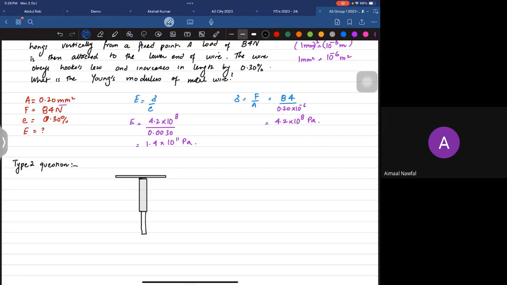Okay. Now they say that there is a load that is hanging through these two materials. This wire, they say this is copper. This is steel, and this is the weight. All right, so this is something.